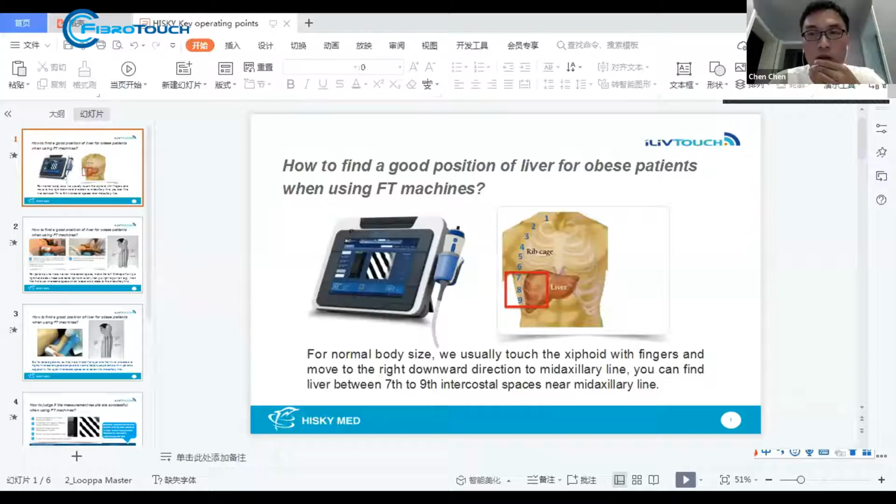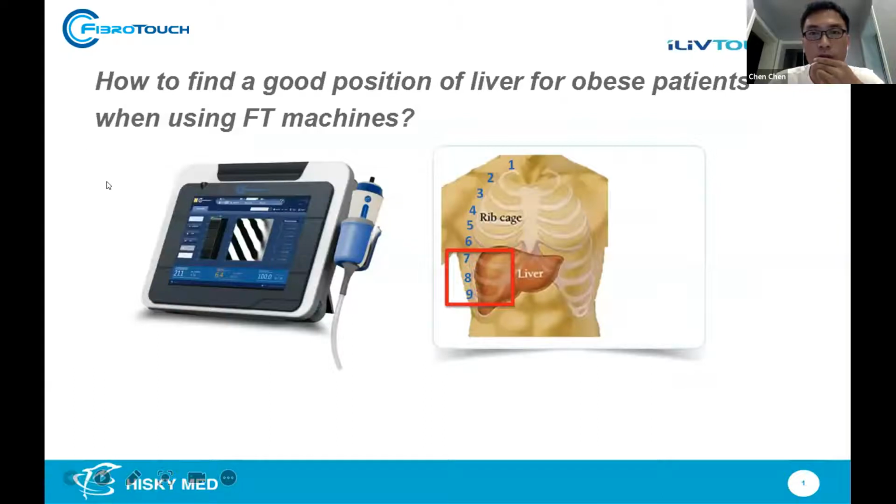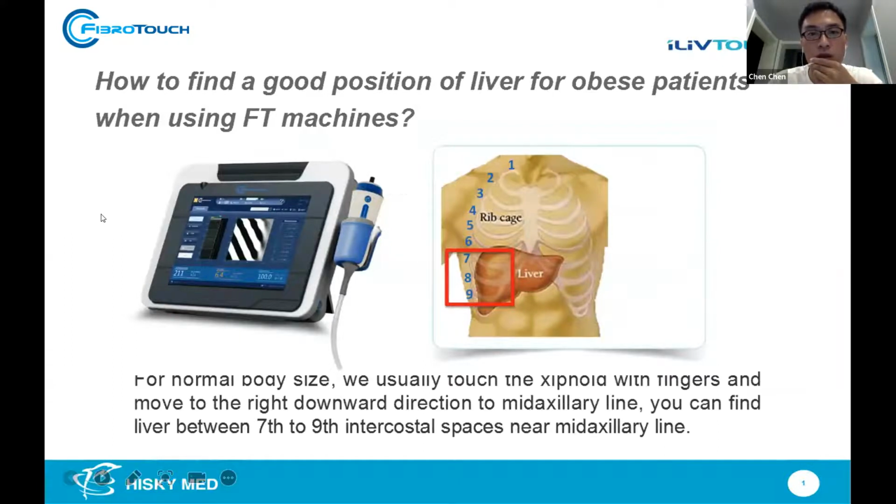So today I will share some experience of the operating. As some doctors have asked me how to measure using our FT machines for those obese patients, because usually it takes a long time to measure obese patients, because we can't find the good position of the liver for obese patients.